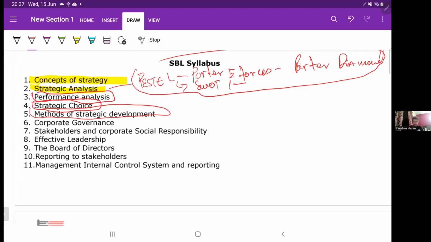We are done with the introduction of the board of directors, and now reporting to stakeholders. What does reporting to stakeholders include? We will discuss the development of corporate governance regarding the shareholders and disclosures in it. We will discuss further.